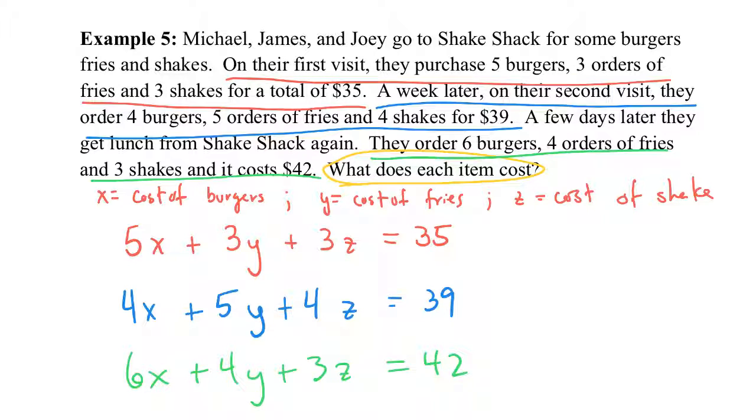Literally type in your coefficients when you do the coefficient matrix. You'll learn more about this technique in what's called linear algebra in college. Type in the next row: 4 burgers, 5 fries, 4 shakes for $39. Type in the third row: 6 burgers, 4 fries, 3 shakes for $42. I'm getting hungry. Now, we've got the matrix input.